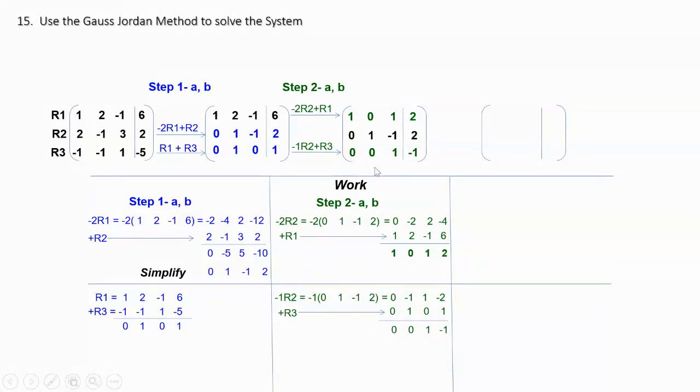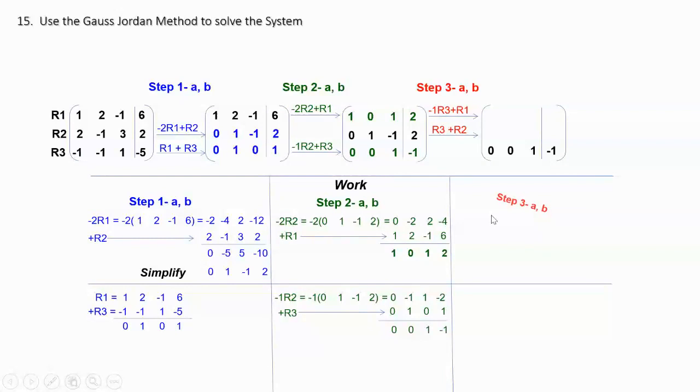Now I need to do one more step, right? The last step, which is step 3, I need to make row 1, the third column, a 0, where the 1 is, and also row 2, column 3, where the negative 1 is, I need to make that a 0. So I need to use row 3. So row 3 stays the same, right? So I'm going to multiply negative 1 times row 3 and add it to row 1. Then I'm just going to add row 3 and row 2.